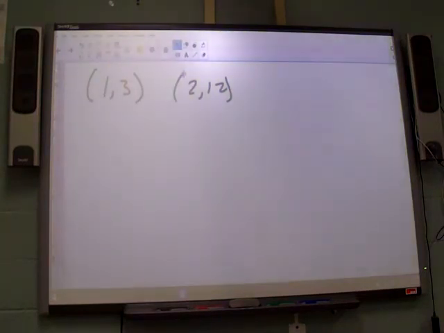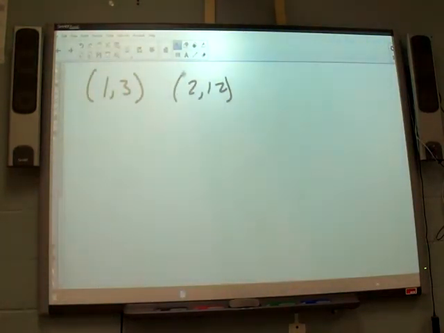So b squared over b would reduce, because you got a 2 minus a 1, so that would reduce to just b. So your 12 would equal 3b. Just simplify those.